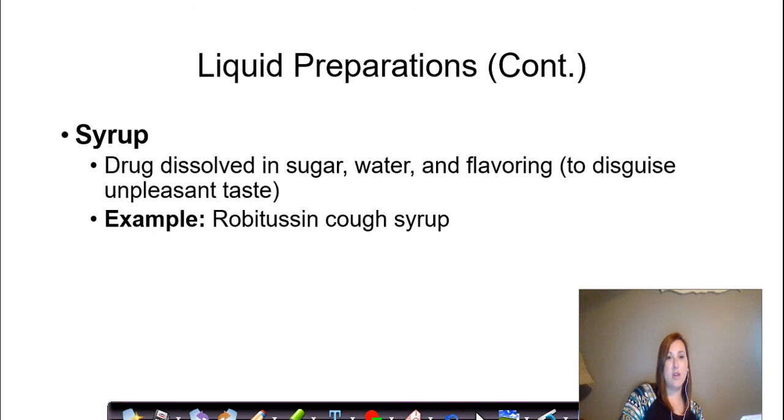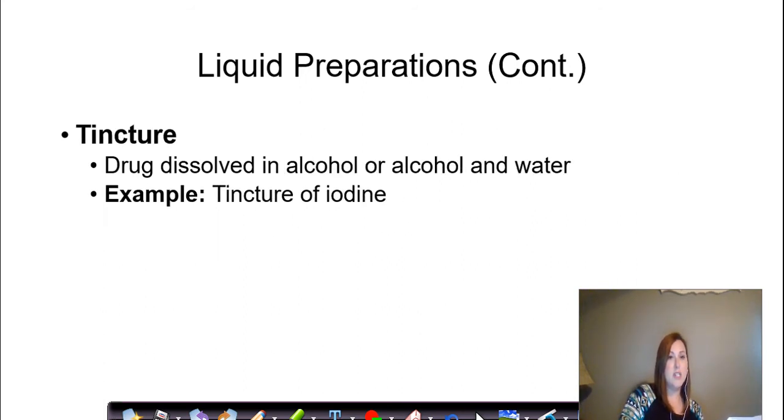A syrup is dissolved in sugar, water, and flavoring so that it disguises the unpleasant taste. An example of that is Robitussin, or Delsym is another cough syrup, for example. Tincture is dissolved in alcohol or alcohol and water. An example of this is tincture of iodine. That's an antiseptic, and if we remember our antiseptic properties, that's important in preventing infection, but it's applied on the skin. It's used sometimes before procedures just to make sure that the skin is clean and free from any bacteria or pathogens.